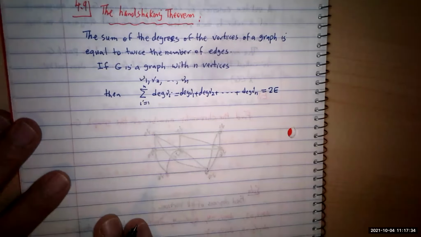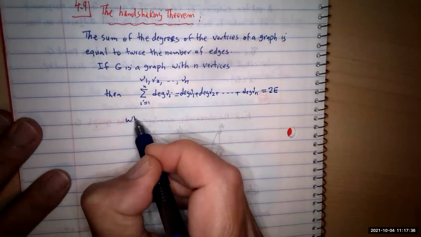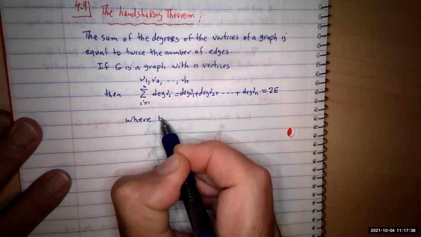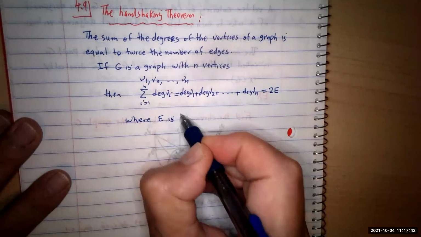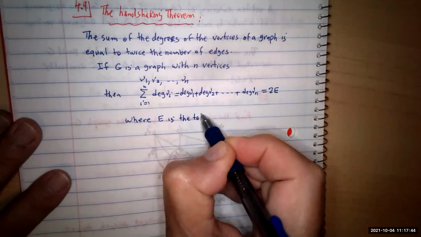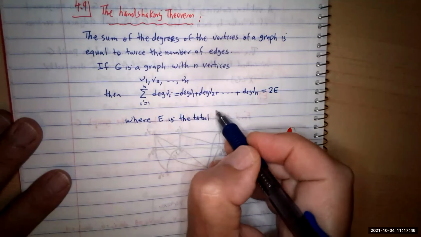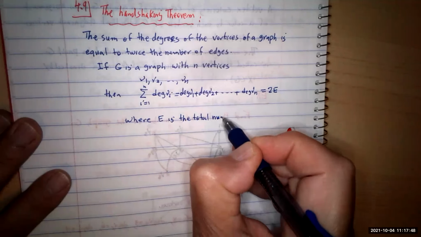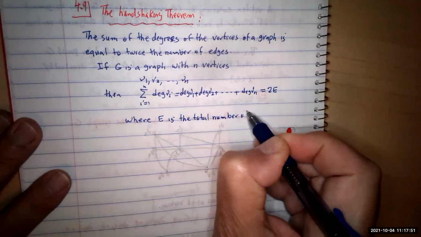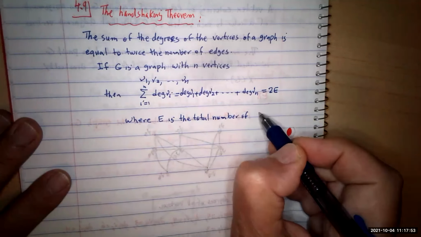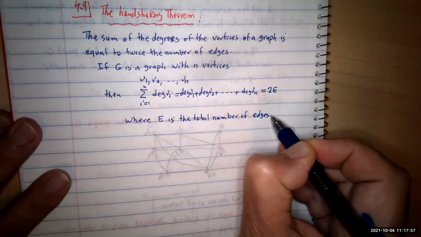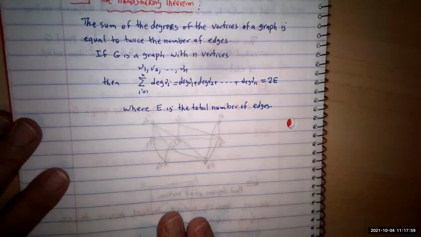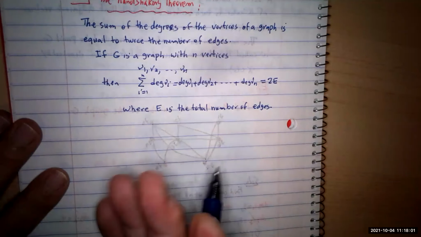Where E is the total number of edges. Okay, this is going to be the one. And the reason is clear, you see.